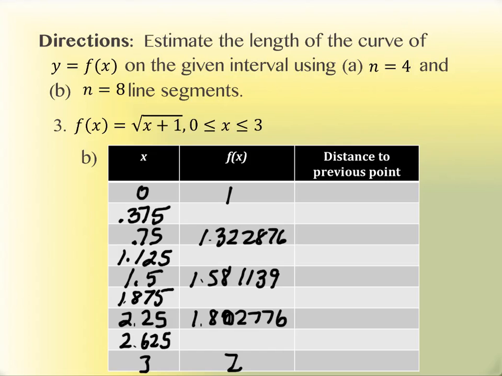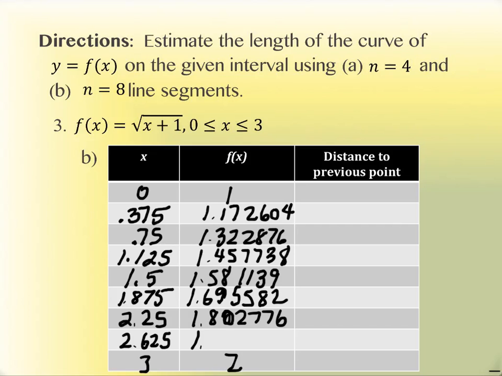So if we go through and we do that on all of these, we can find out that at 0.375, I have 1.172604. And then the next one is 1.457738. I have 1.695582. And the last one is 1.903943.